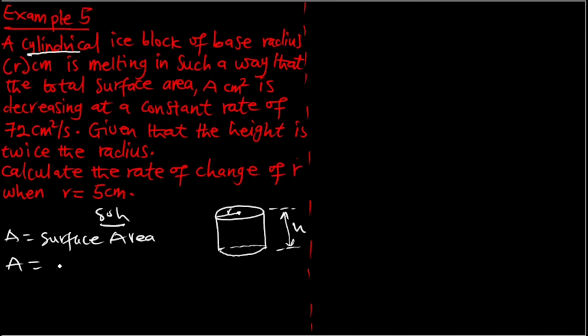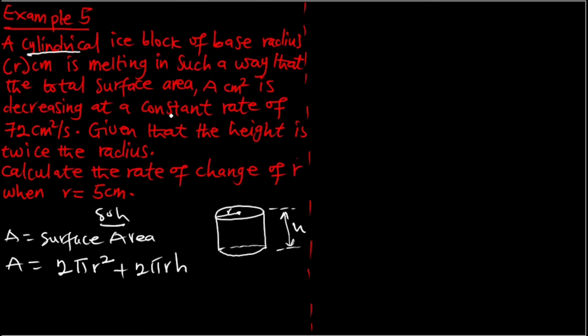So if we combine, we are going to get our 2πr², which represents the two circles, plus our 2πrh on the other side, the cylindrical part. So this is the total surface area for the cylinder. Are we good? And we have it.